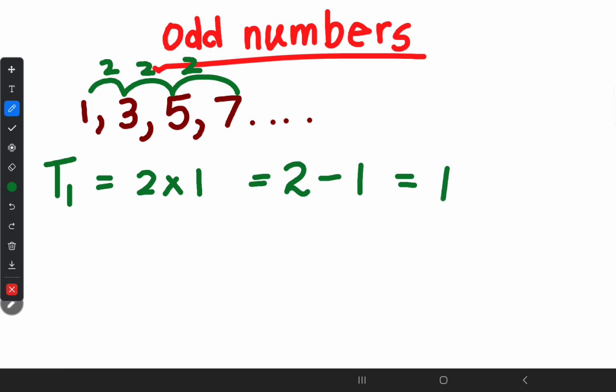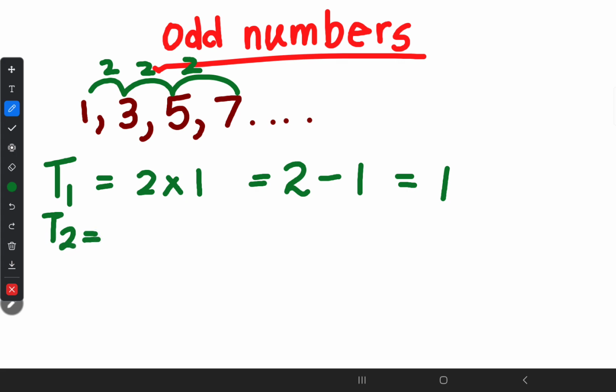Try to understand this clearly. When we write the general term as 2n, that's wrong. Because 2n means 2 times 1, that will give you 2. 2 is not our first term. First term was 1. So from the 2, when we subtract 1, that will give you the 1. In odd number patterns only, there is a uniqueness. That's the thing we are going to study here.